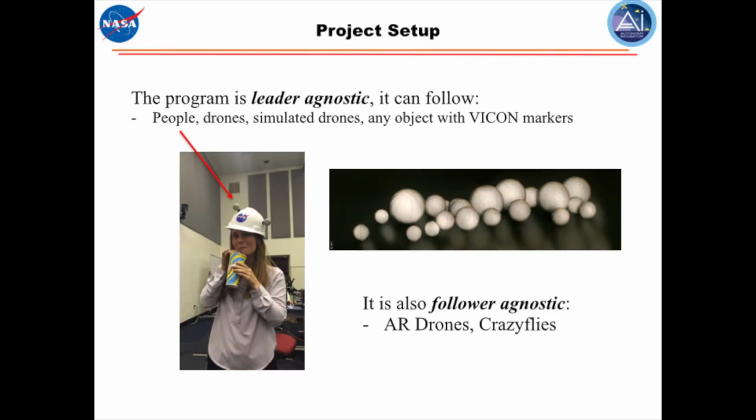Like I said before, this program is leader agnostic, so it can follow anything that has Vicon markers on it. Later on, you'll see a video of me wearing the helmet with the Vicon markers and having one of the guys follow me around. What's really cool is that we can put these Vicon markers on one of our bigger drones and have it fly around, and then the small, tiny quadrotors, the Crazyflies, can follow it. So it's also follower agnostic. This can be hooked up to the AR drones also, in addition to the Crazyflies, which I have been working with.